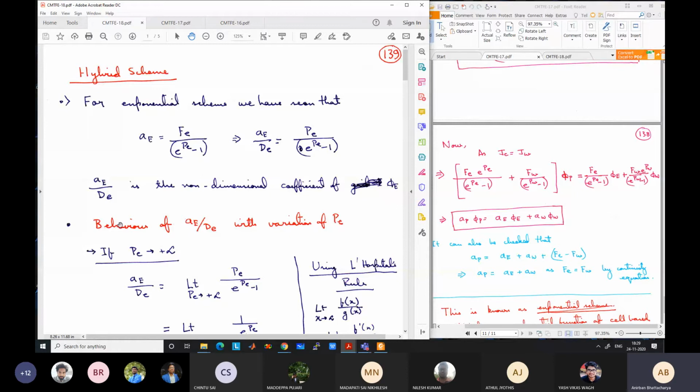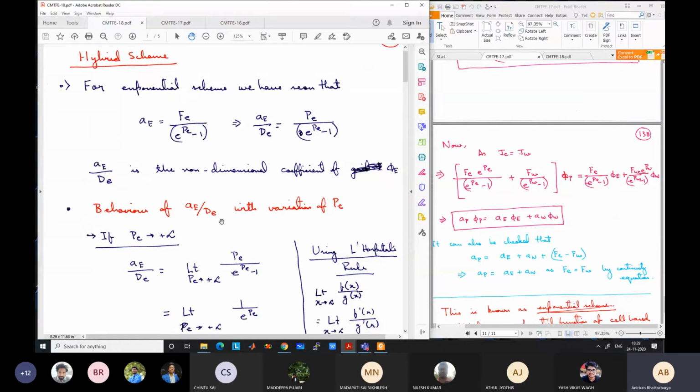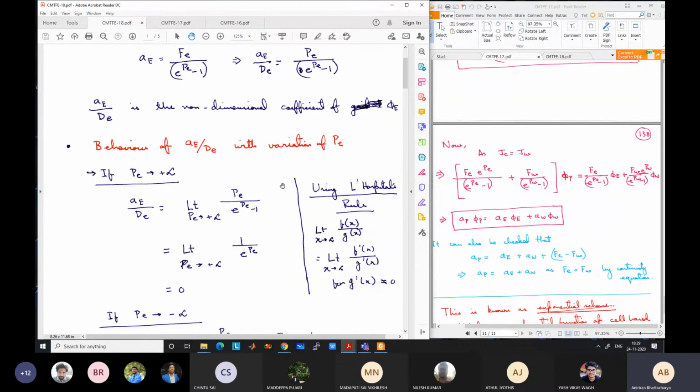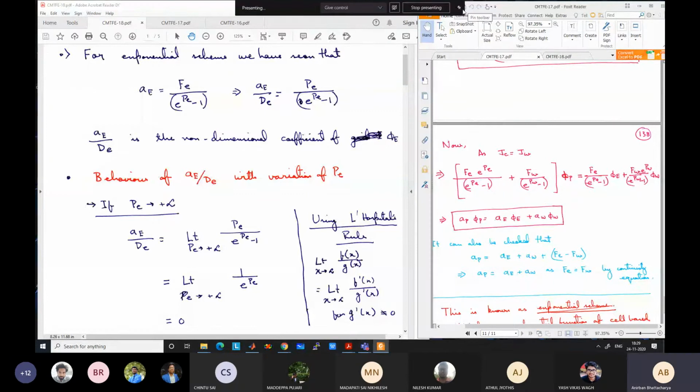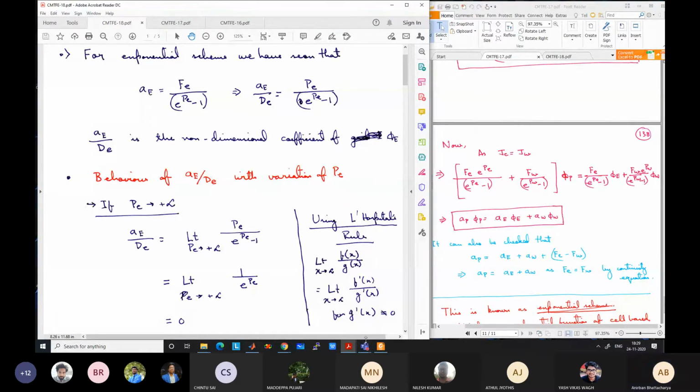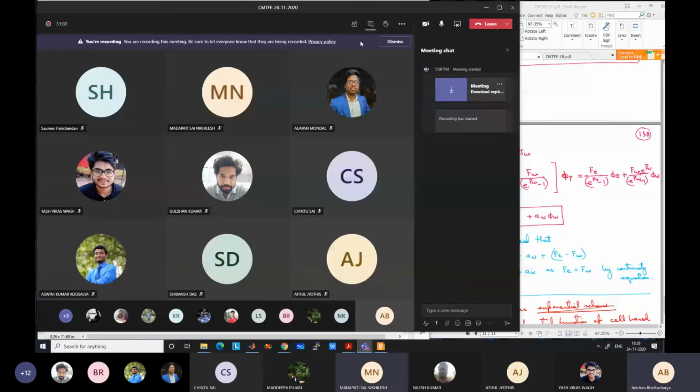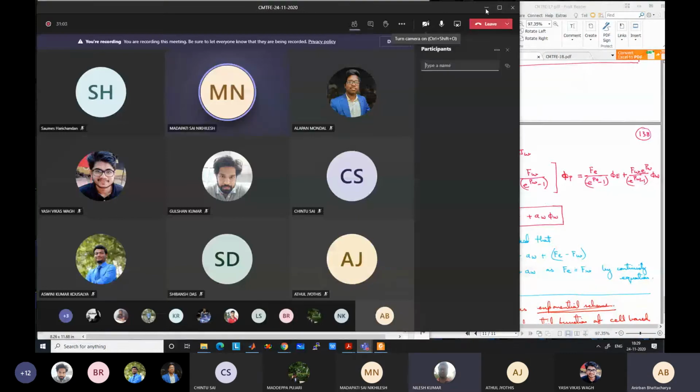We will see three limiting cases, and based on this, we will find out the variation of A by D with changing Peclet number. So one limit is if P is very large. We'll start MATLAB because it takes some time to open on my laptop. Am I still audible? Yes, sir. Good.